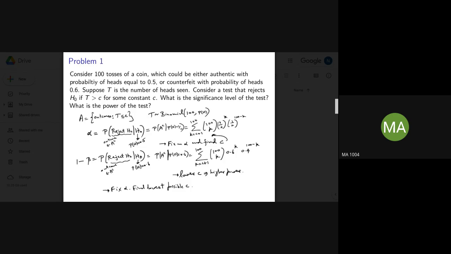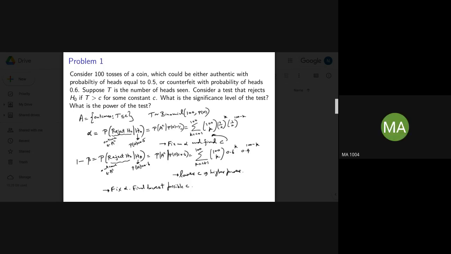Since alpha is the probability of making this type 1 error, you want to reduce this error. You don't want this to go so high. We want to reduce this error to maximize the accuracy of the experiment.